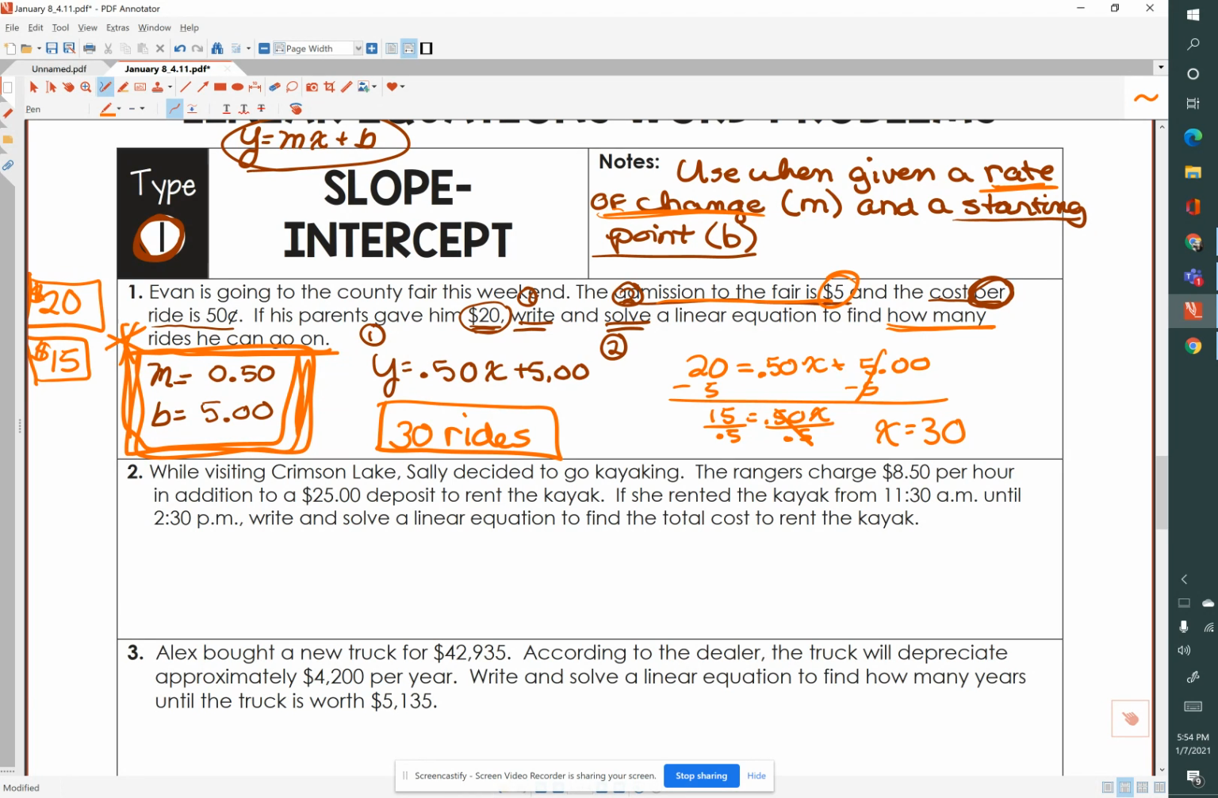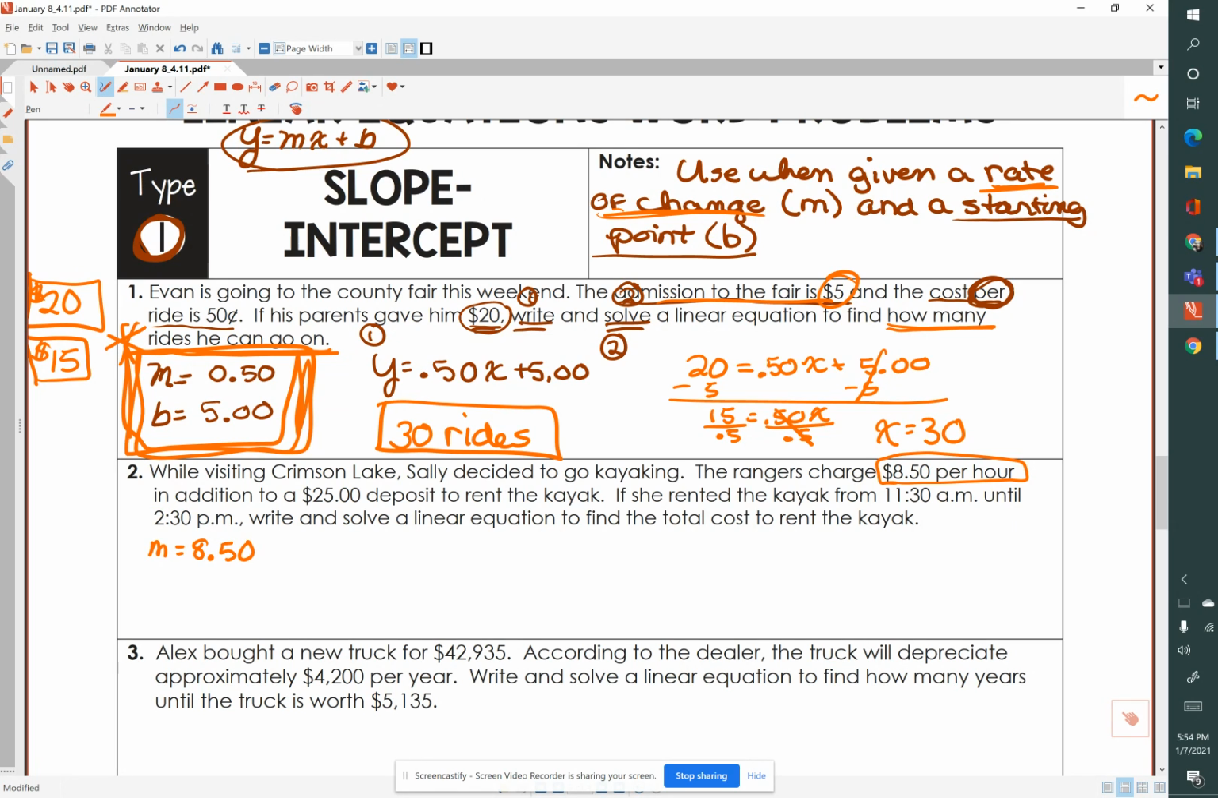Okay, so now Sally, we have the story of Sally, and while visiting Crimson Lake, Sally decided to go kayaking. The rangers charge $8.50 per hour. Look what I see, per. So that is my rate of change. My M is $8.50.